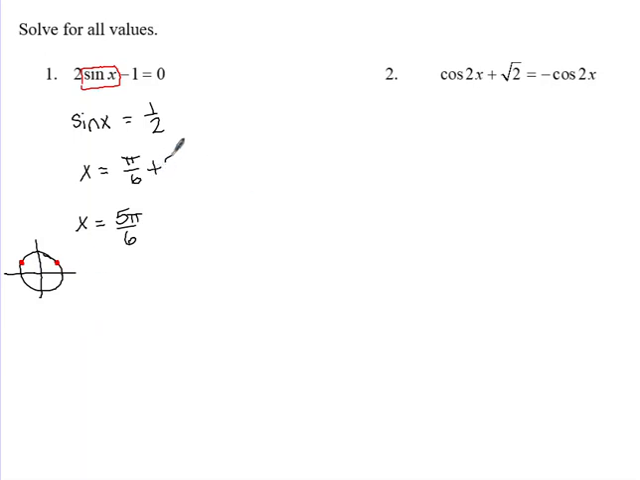So I'm going to put plus 2 pi k on each of these, and k is some integer. So you are adding multiples of 2 pi or subtracting multiples of 2 pi. But these are our answers.